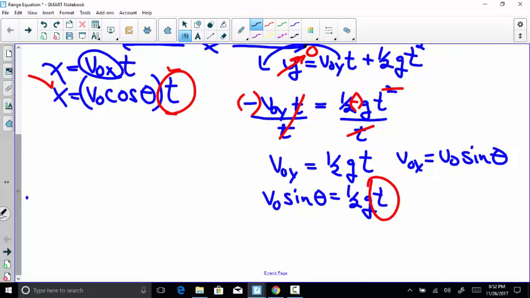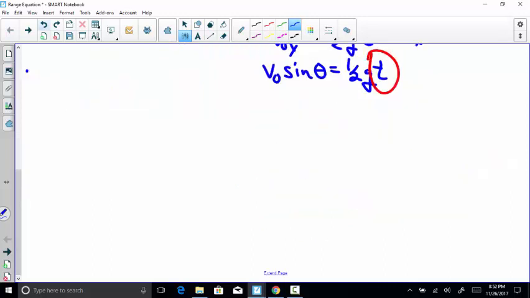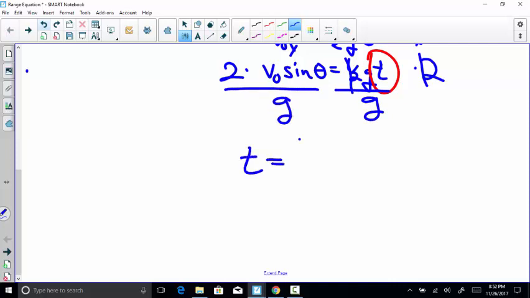Okay, and so there's a couple of ways to go about this particular maneuver. What I'm going to do is solve this equation right here for time. When I do that, I have to multiply both sides by 2, which gets rid of my 1/2, and divide both sides by g. So what I have here is time equals 2 v initial sine theta divided by g.